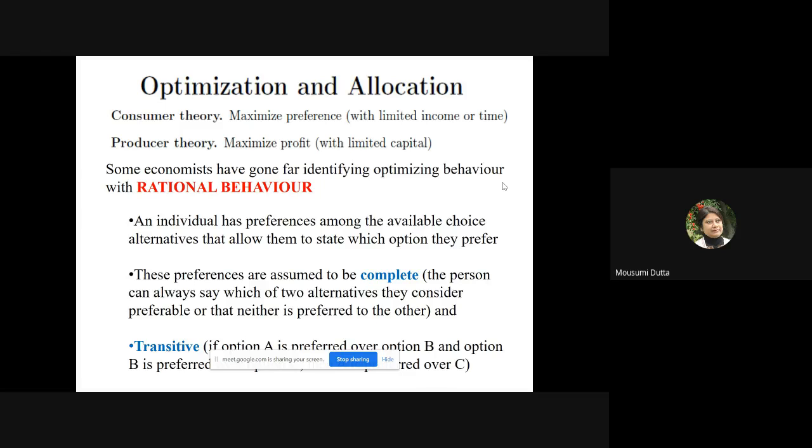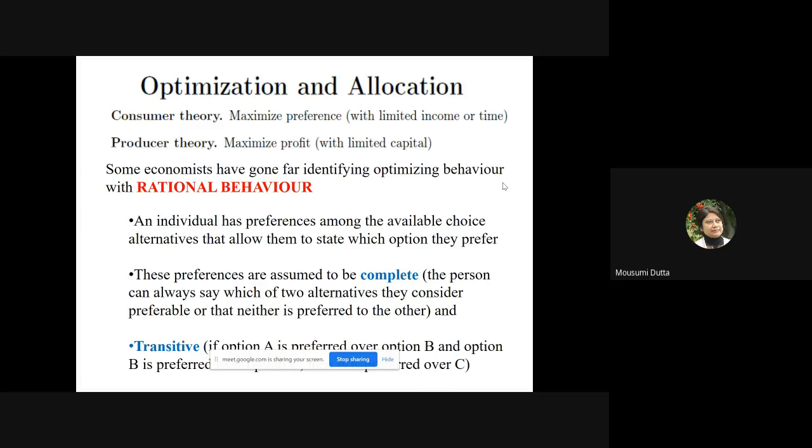The preferences are assumed to be complete, which means the person can always say which of the two alternatives they consider preferable, or that neither is preferred to the other. Okay. So it's not that only the bunch will be given and sometimes it will say, this is good for you. Sometimes you will say, no, this will be good for you. We are not considering that kind of behavior. We are assuming that preferences are complete. A rational individual means his or her preferences are complete.